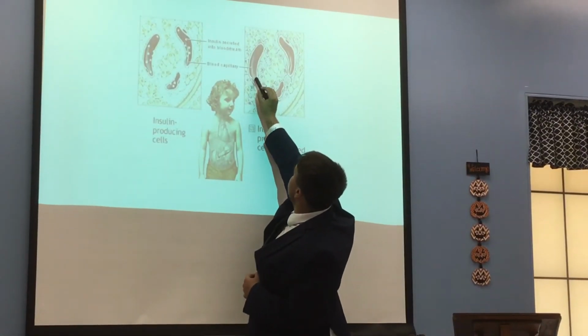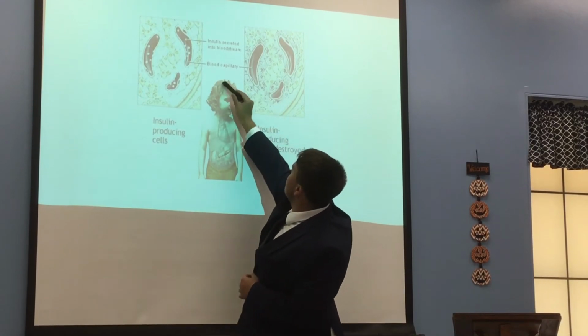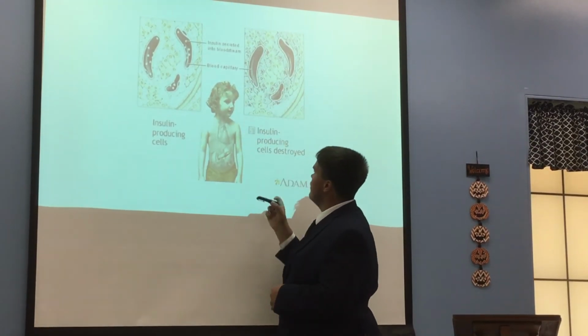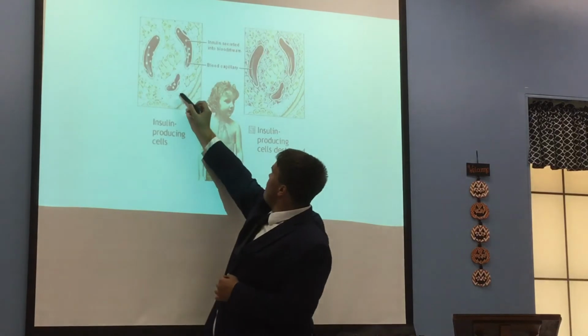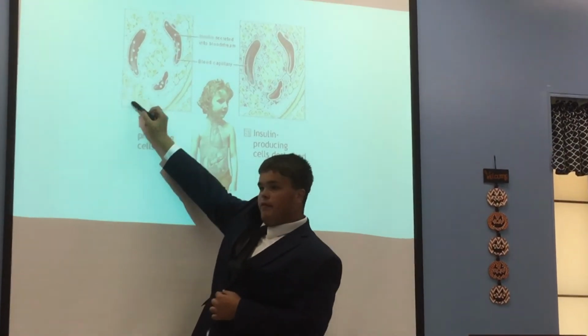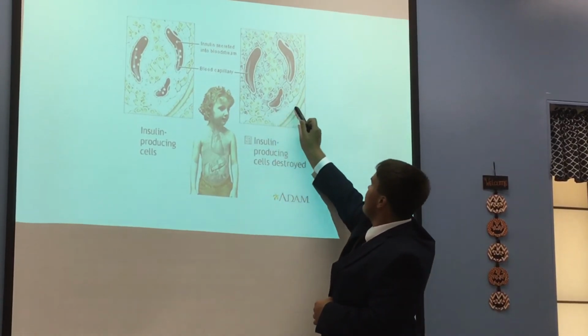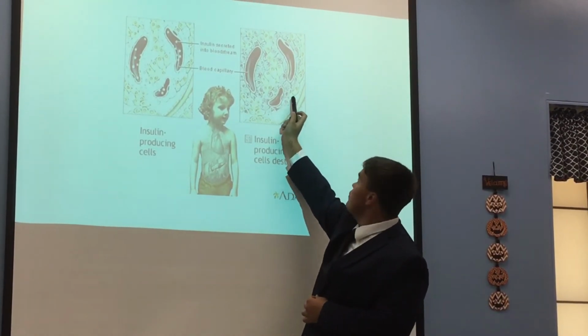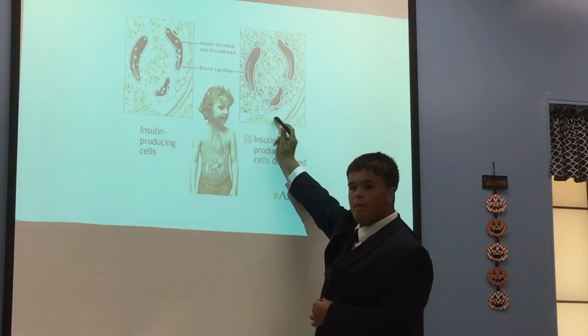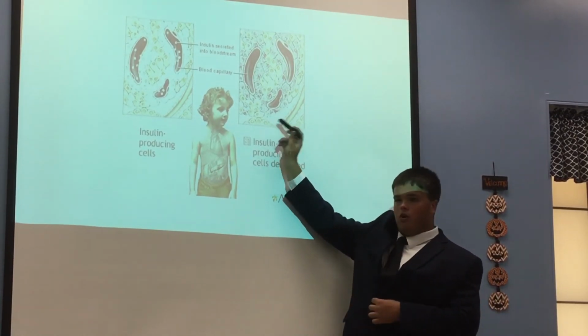This is your capillaries, and this is where the insulin comes into the bloodstream, into those capillaries. All these cells are normal right here. They're producing insulin, which is what you need. All these affected cells, which have been attacked by the immune system, aren't. They're not producing insulin. And that's what's wrong in diabetes type 1.